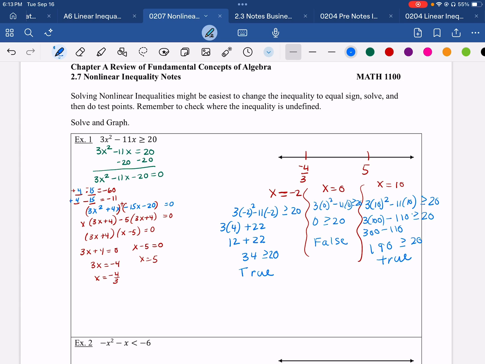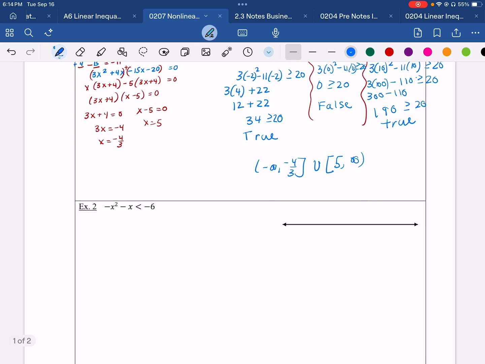So they would both be solid circles because in the original problem it's equal to. True part we shade. So what is that as an interval? It's parentheses, negative infinity, comma, negative 4/3, bracket, union, bracket, 5, comma, infinity. Ooh, super sloppy. Sorry about that.